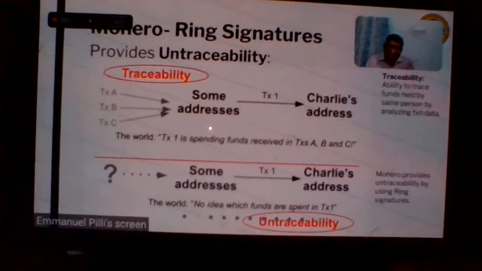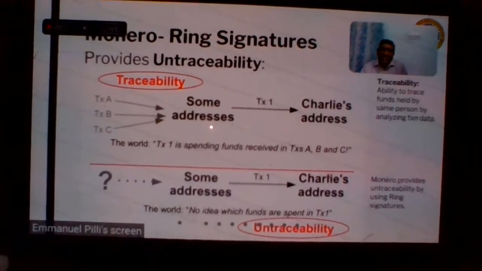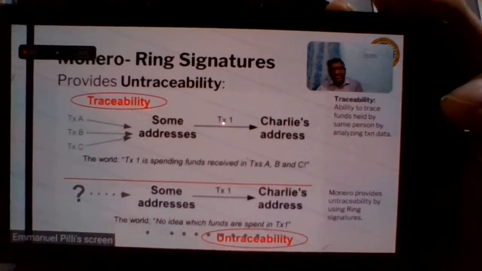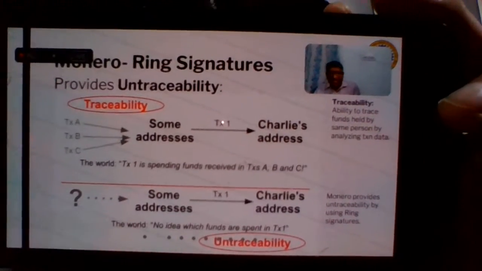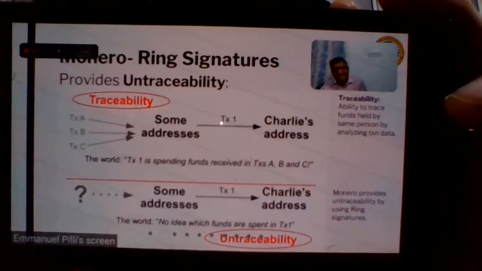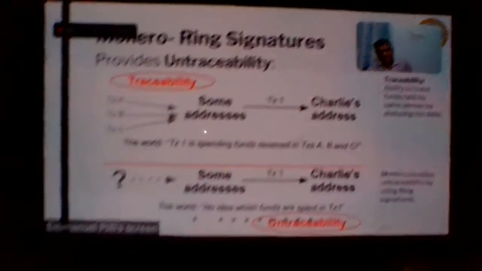The second thing is untraceability. There are some transactions, A, B, C transactions, coming to Charlie's address using a single transaction. So A, B, C are some addresses, and they are coming.